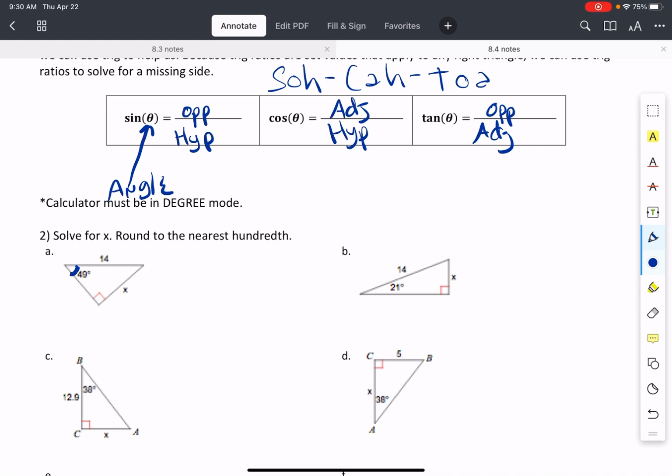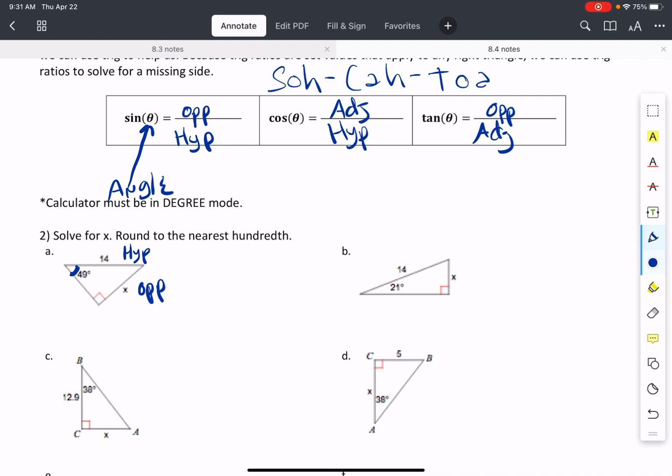It's 49, okay? So if that's our theta, then is the 14 opposite, adjacent, or hypotenuse? That's the hypotenuse. Good. Because that's the longest side, right? The one opposite of the 90-degree angle. And what about the X? That's the opposite. On this problem, there's not an X on the adjacent side or a number. We don't care about that side at all, that's blank, okay? So now that I know that I am looking for the opposite and I have the hypotenuse, that's going to help me decide which of these to use.